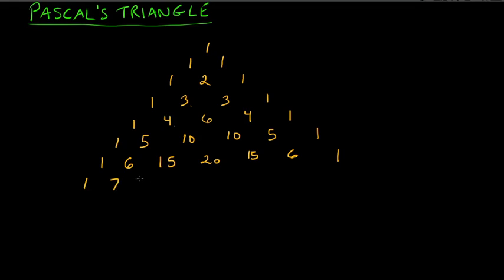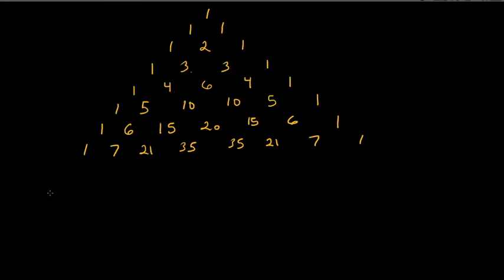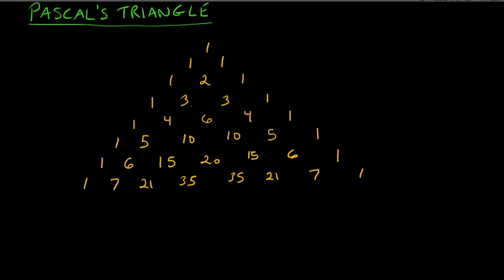1 plus 6 is 7. 6 plus 15 is 21. 15 plus 20 is 35. 20 plus 15 is also 35. 15 plus 6, we're back to 21 again. 6 plus 1 is 7, and then we end with a 1. So there's the triangle, right? All right, so what does this have to do with what we just did here? Remember, our goal was to get a plus b to the 5th power, right?